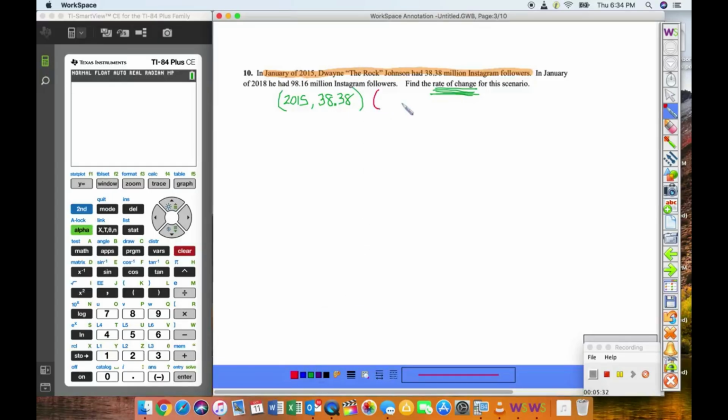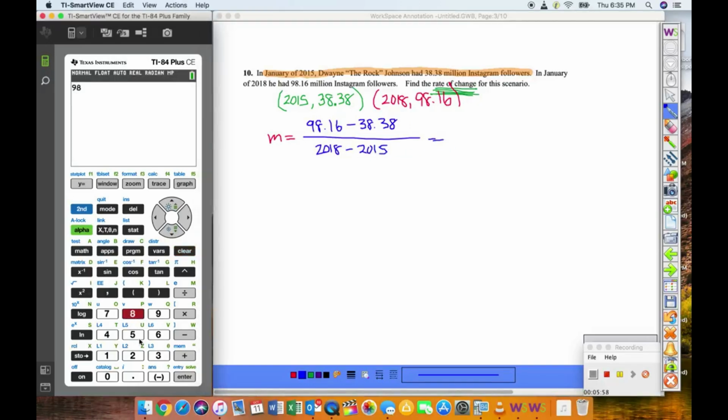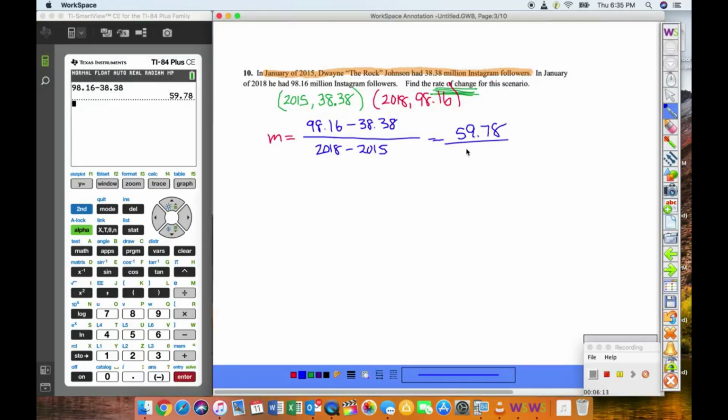And then the other ordered pair would be 2018. He had 98.16 million Instagram followers. And to find the rate of change of that, we find the slope. So the slope will be y2, 98.16 minus 38.38, over 2018 minus 2015. We punch in 98.16 minus 38.38, and that's 59.78, over a 3-year period.